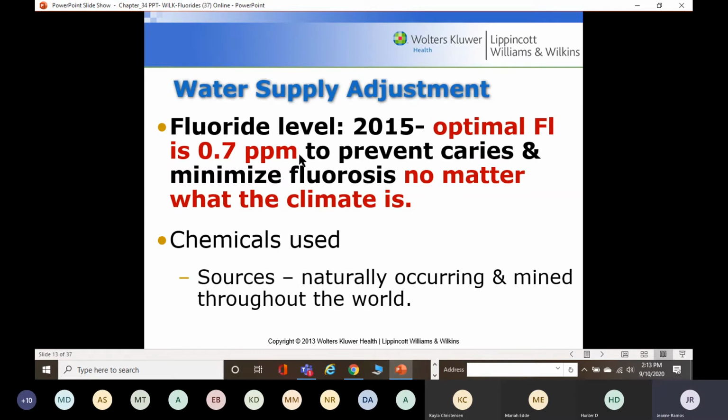Okay, so this number, you will need to be surprised if that wasn't on your boards. I think it's been on almost everybody's boards. What's the optimum fluoride level to prevent caries and minimize fluorosis? 0.7 parts per million. Chemicals were used, sources naturally occurring and mined throughout the world.